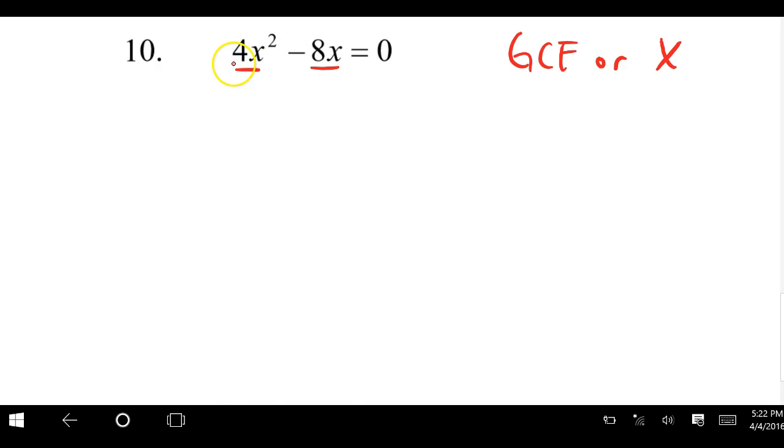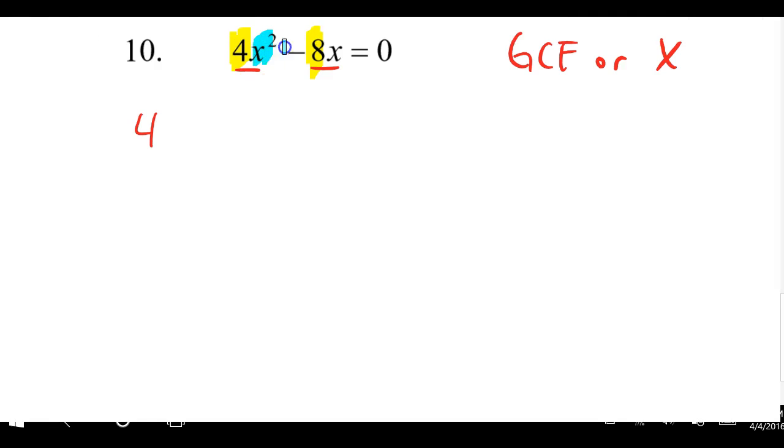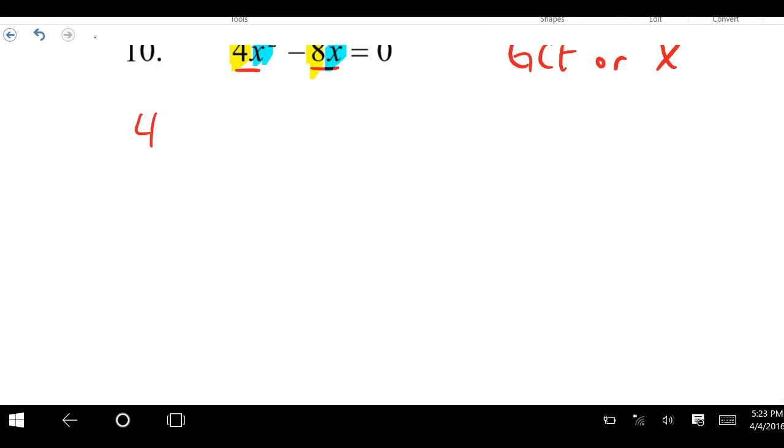So let's start with the numbers, 4 and 8. What's the biggest number you can divide into those two? 4. Okay, 4 divided by 4 works, and 8 divided by 4 gives you a number without a remainder. Now, let's look at the x's. How many x's are the same? Well, we have 2 x's here, 1 x here, so they have 1 in common.